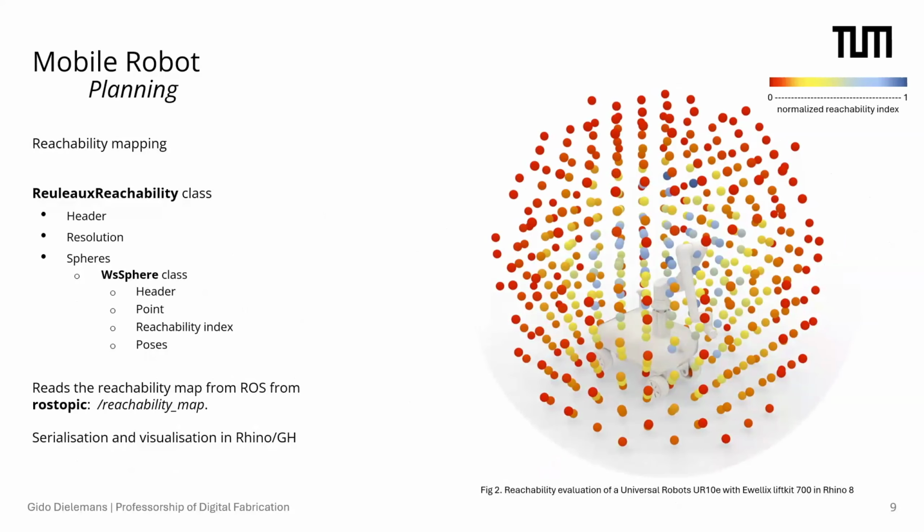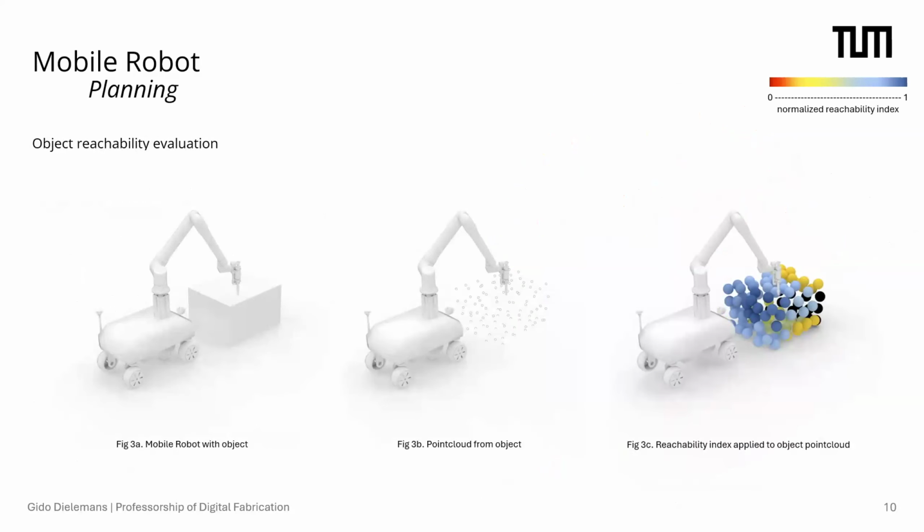And this we can then visualize and place in Grasshopper. What we actually want to do with this is, as you can see, we have an object somewhere in relation to the robot. And we can create a point cloud out of that object, for instance, by just populating a number of points. We can then attribute the reachability points to that object. And from that, we can determine how good that position is for the robot to actually manipulate from.